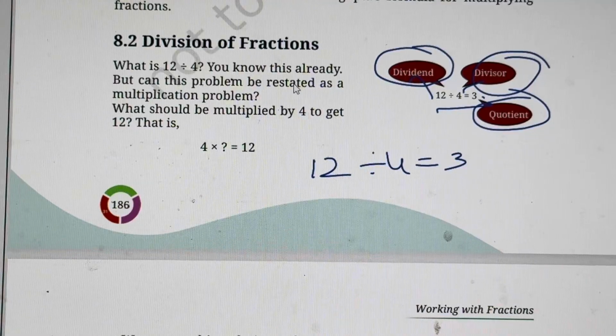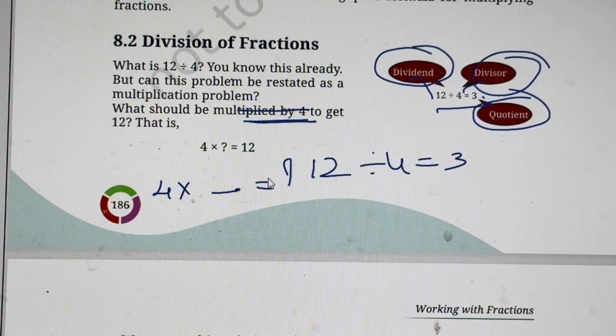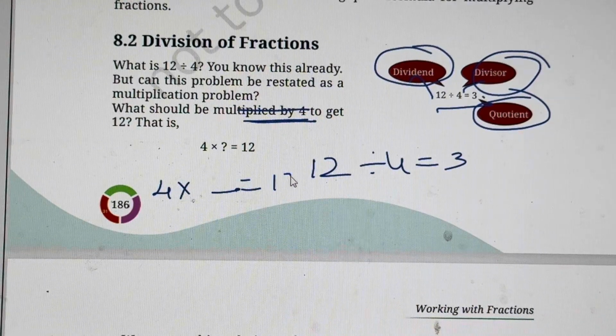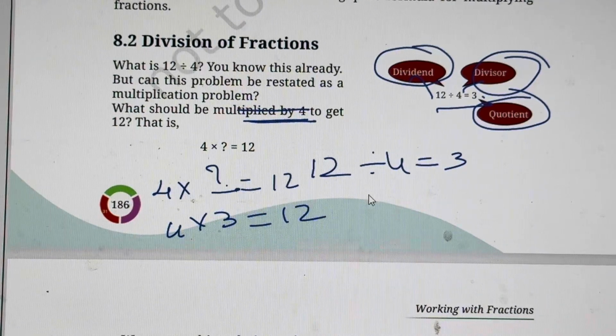But can this problem be restated as a multiplication problem? Like, what should be multiplied with 4 to get 12? Right? You can think in terms of that. 4 multiplied by dash gives you 12. That is how we do mental division. So what do we write over here? 4 threes are 12. This is changed into a multiplication sum.